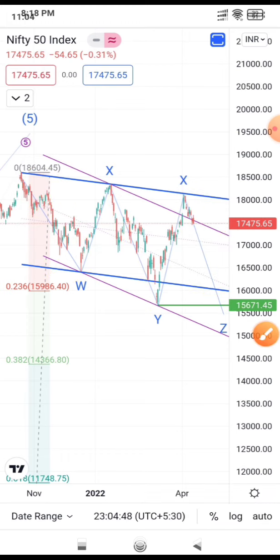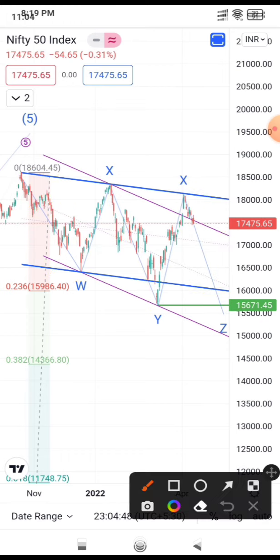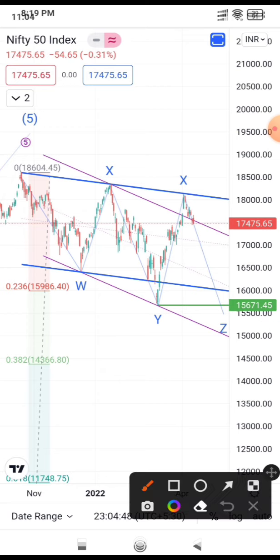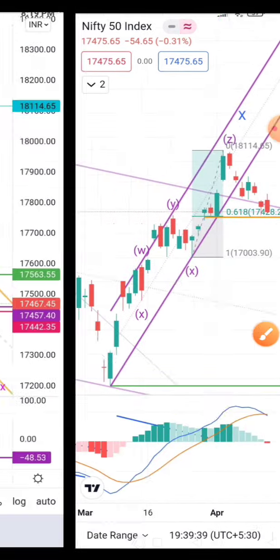So this you need to remember. Similarly here also it was a plain zigzag ABC. Here it's not, it's going like this, right? So this is how the alternation guideline of Elliott Wave Theory works. Moving on to the next, you need to remember that point.